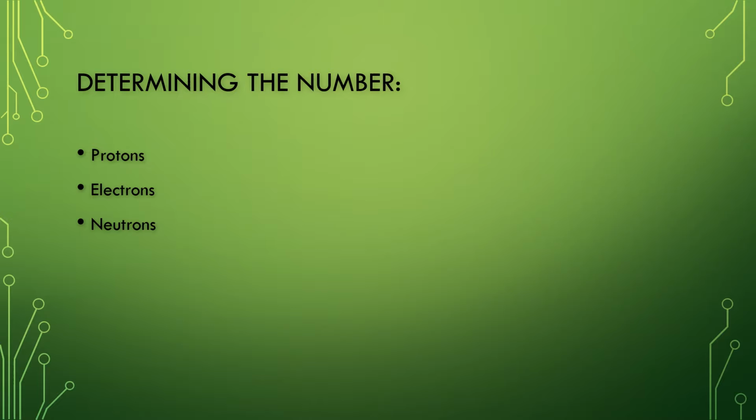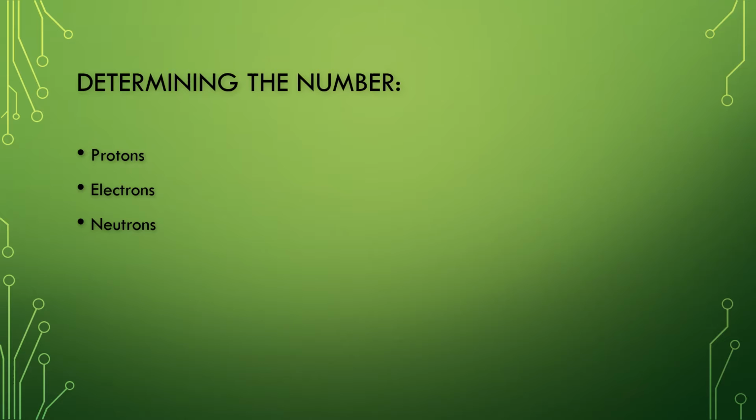Finally, we're going to talk about how to determine the numbers. As we discussed earlier, the atomic number is the number of protons and electrons that an element has. There's also the number of neutrons, though, that we have to determine. But how do we do that? Well, it's actually quite simple, really.